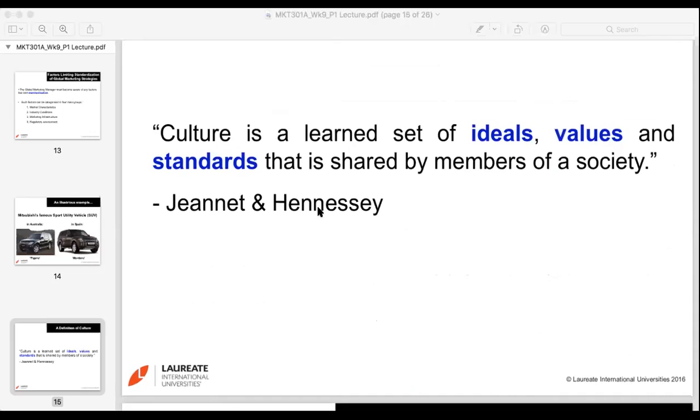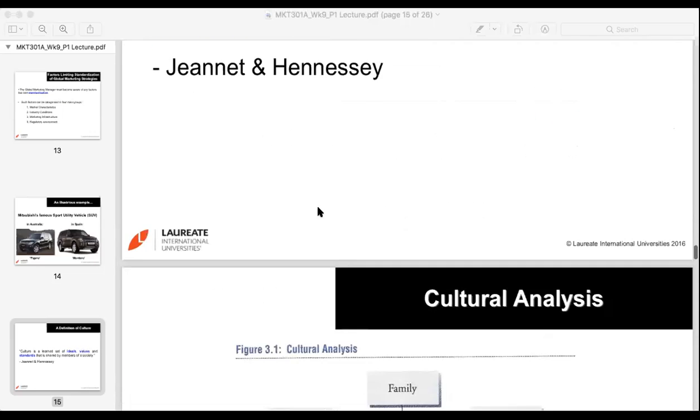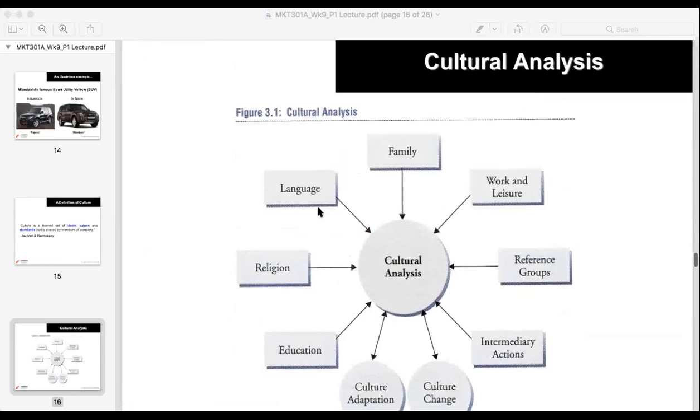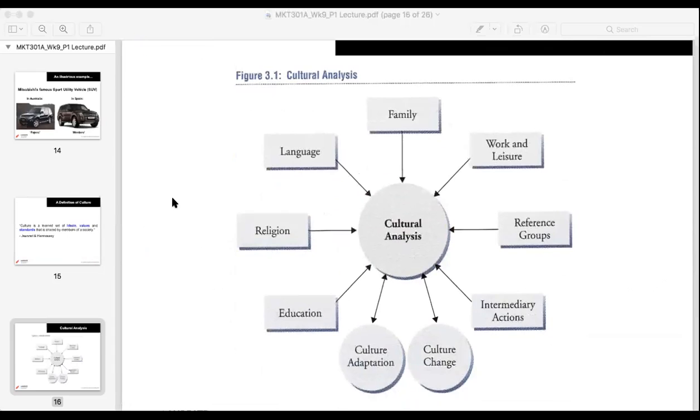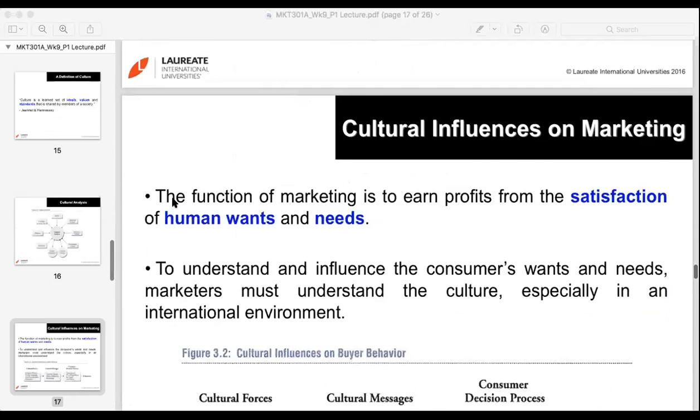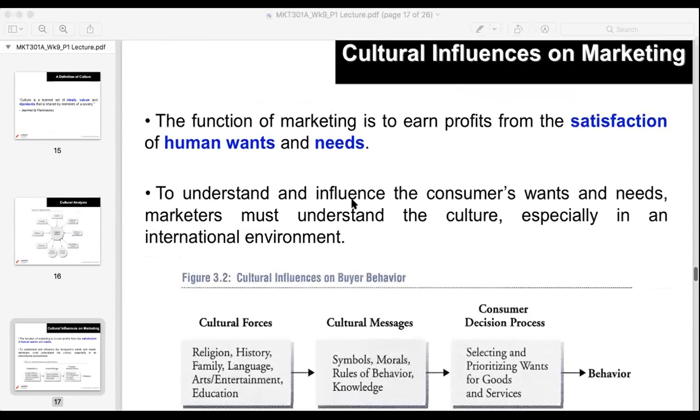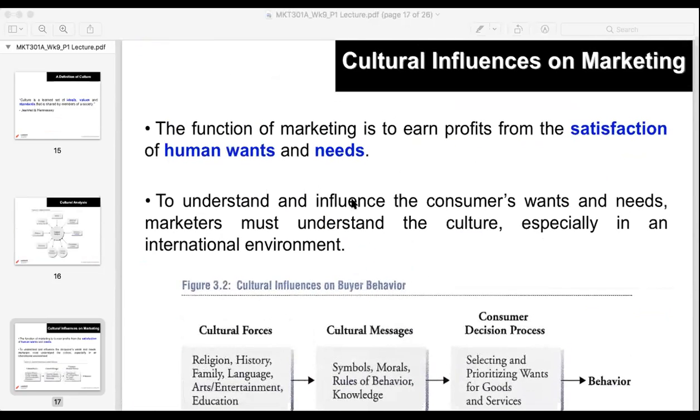this is what I mean by culture: a set of ideals, values, and standards adopted by members of society. And the cultural factors involve language, family, religion, reference group, work and leisure, cultural adaptation, cultural change, and so forth. Okay, and from a consumer behavior perspective, definitely culture has some influence on marketing.